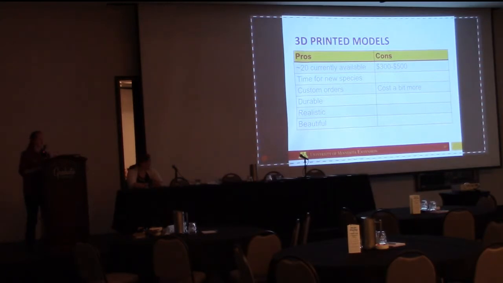It does take time for new species and for the first order, because again, she has to get it printed, she's got to hand paint it. Those first species take a lot of time to get the accuracy and the durability the way you want it. We can do custom orders for a small finder's fee, and we finally have our first custom order in, so we'll work through that process.